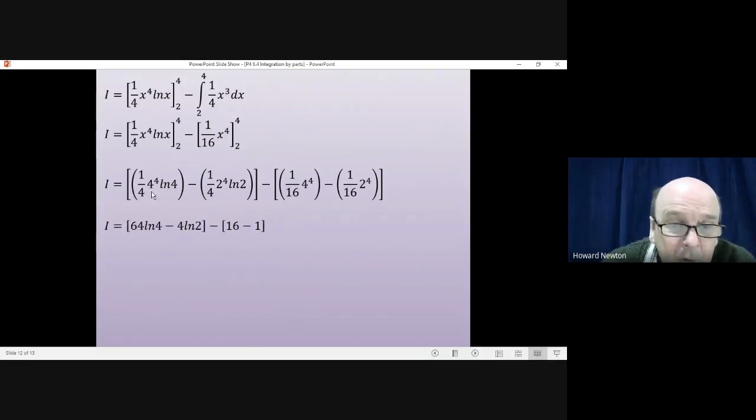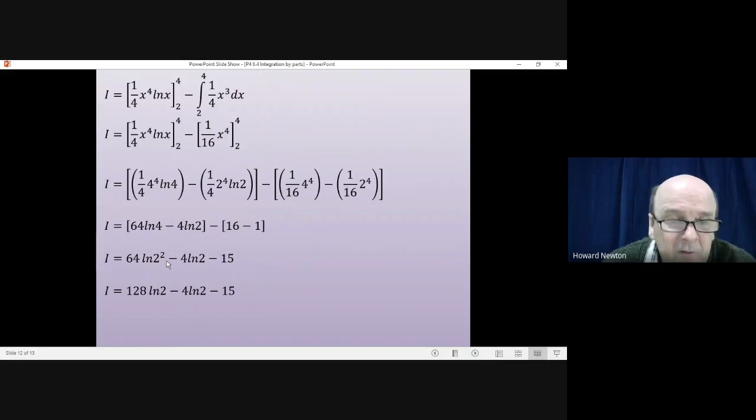So here, 1/4 times 4 to the power of 4, that's 64. 1/4 times 2 to the power of 4, that's 4. This all simplifies to 16, and this all simplifies to 1. Now, log 4, I'm going to choose to write as log of 2 squared, because then I've got log of the same numbers here. And that was the form they actually asked for the answer in. And this I've tidied up to 15.